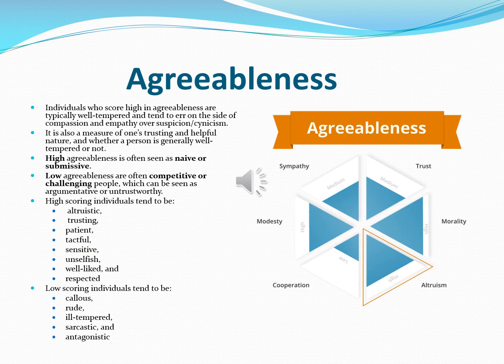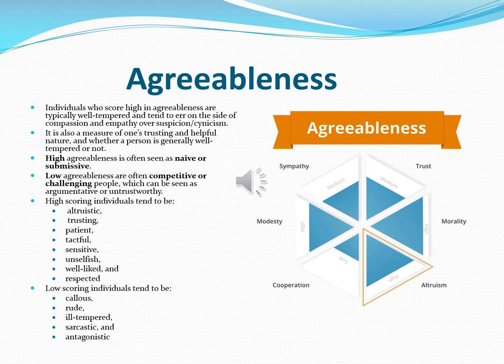Okay, the next trait of the person is agreeableness. Individuals who score high in agreeableness are typically well tempered and tend to err on the side of compassion and empathy over suspicion and cynicism. It is also a measure of one's trusting and helpful nature, and whether a person is generally well tempered or not. People who have high agreeableness are often seen as naive or submissive.